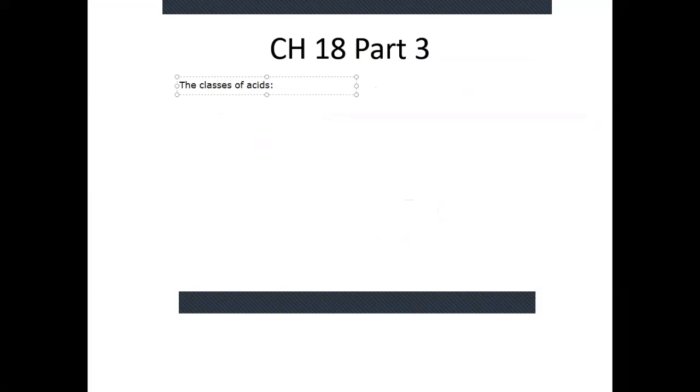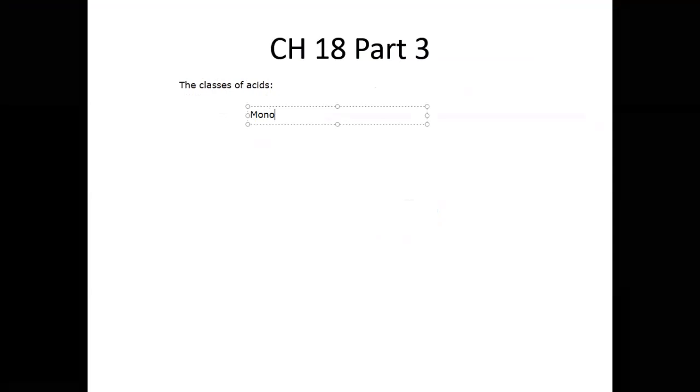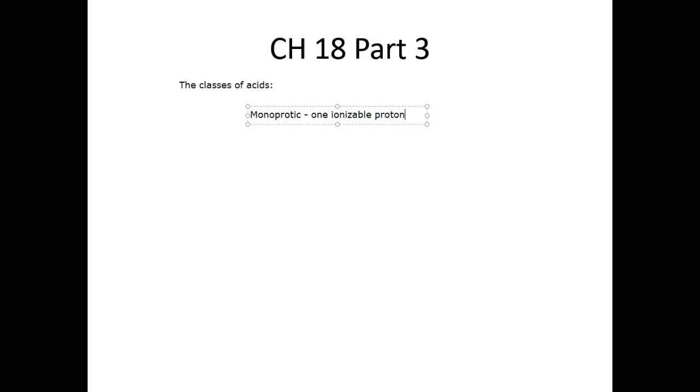These three classes of acids include, of course, monoprotic, with one ionizable proton. For example, there are thousands of different types of monoprotic acids: HCl, CH3COOH, a lot of different organic acids, HNO3, HClO4, etc. That's one class. We've already talked about how to calculate the pH of monoprotic acids.